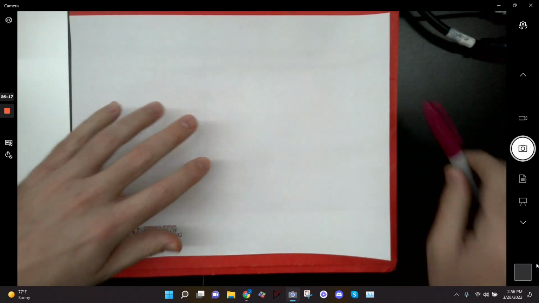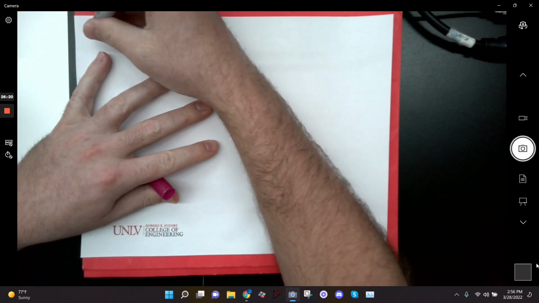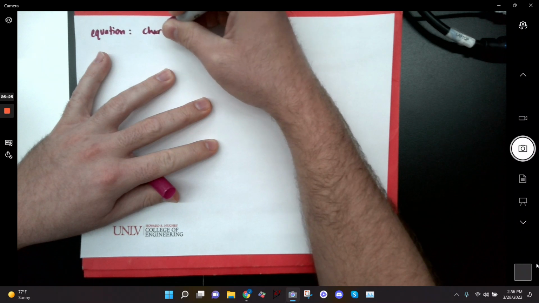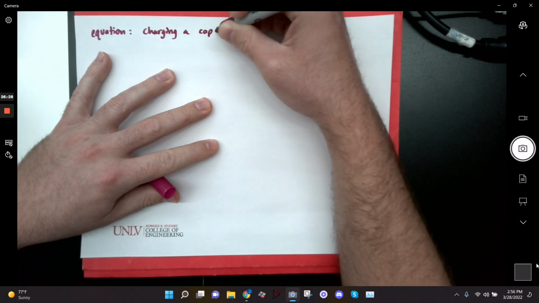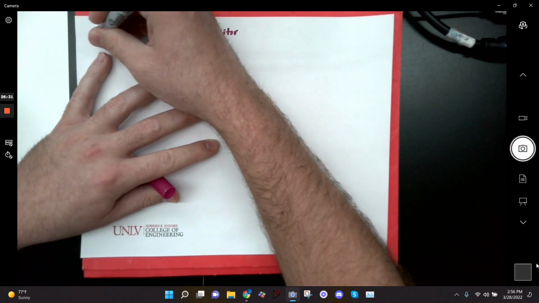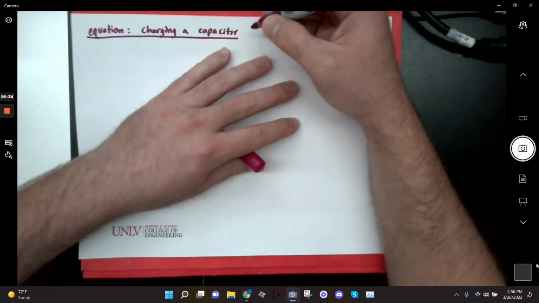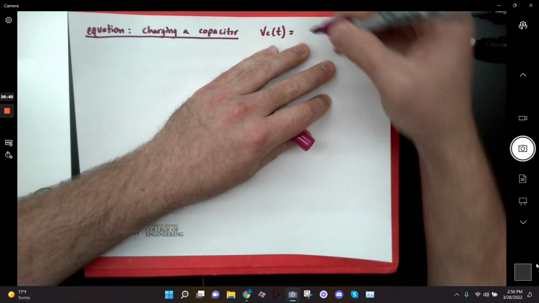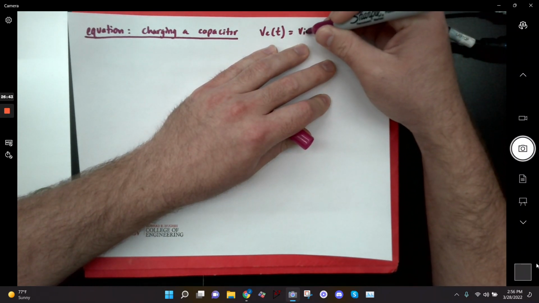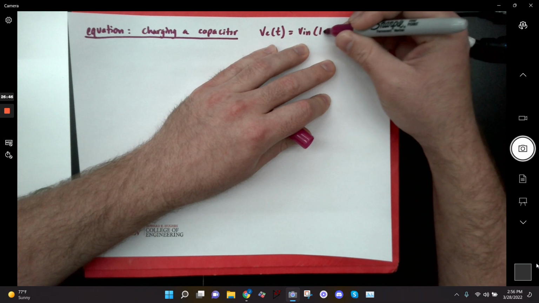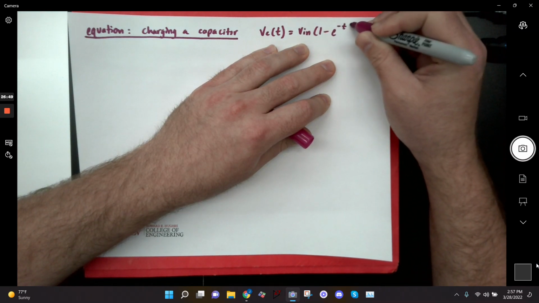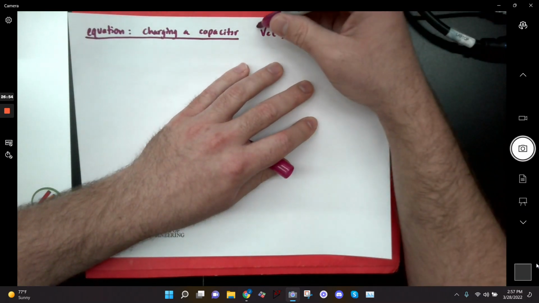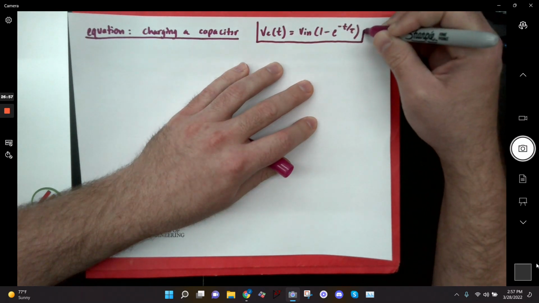So let me write the equation again. And definitely know this equation. This is for charging a capacitor. The capacitor voltage at any time t, and I'm going to change that Vs out for a V in, because this is like the general form, is V in times 1 minus e to the minus t over tau. Do you guys remember when I said that tau was equal to RC? So that's the equation right there. Tau is my time constant.